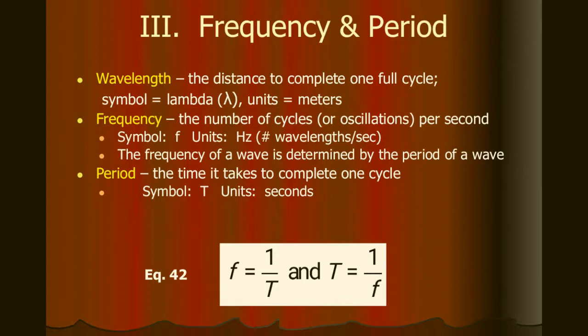The frequency of a wave is determined by the period of the wave, and period, if you remember from last time or previously, is the time that it takes to complete one cycle. Now, the variable for period is a capital T, not a lowercase t, because lowercase t is time. And the units for period is in seconds. So in equation 42, we see our equations for frequency and for period as well, and they are inverses of each other.